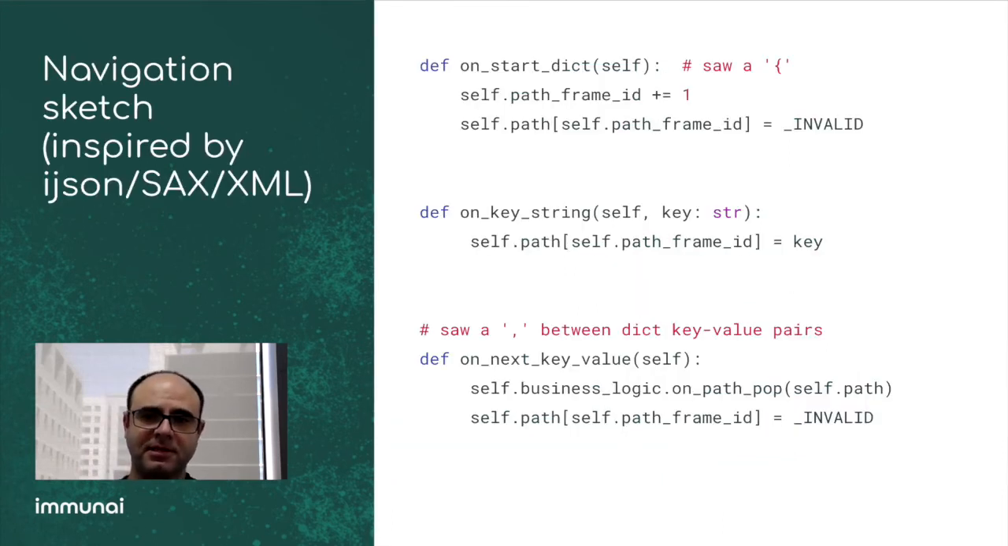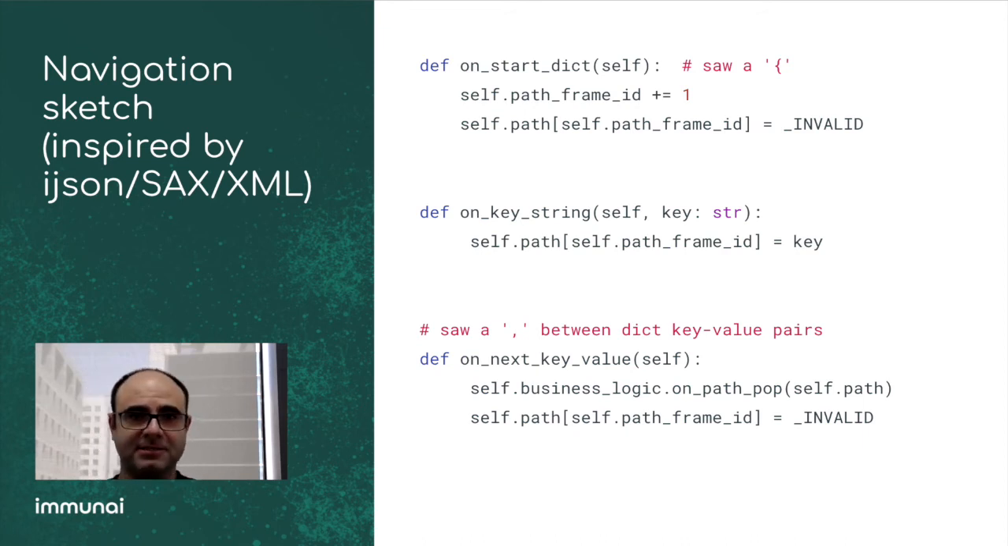First, let's consider the layer of just getting navigation data in. So here you see three functions. One is what happens when you see an opening curly brace, which is the beginning of the JSON object. And so in that case, you maintain a stack of paths. Essentially, what keys you needed to take to get to that point. So you allocate a new frame on that stack. And since you are not in any key right now, just say that this frame is invalid. So you don't really have any way to navigate to this point.